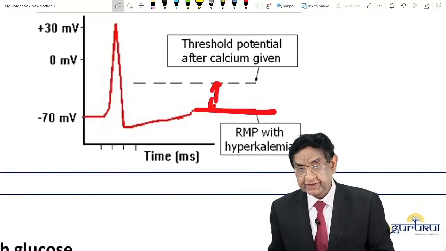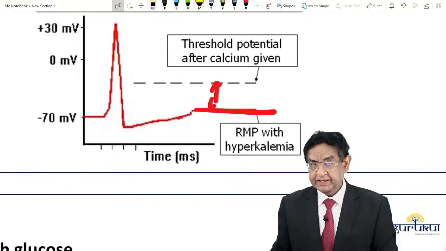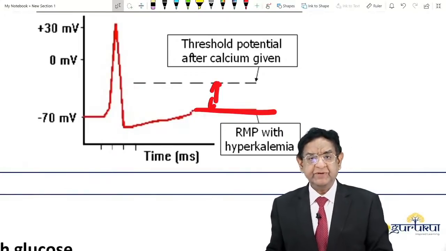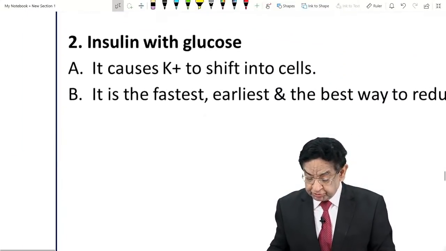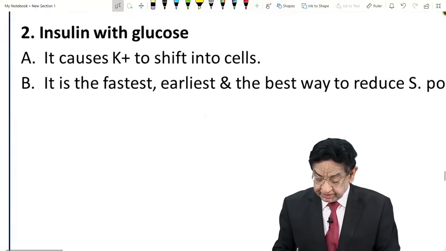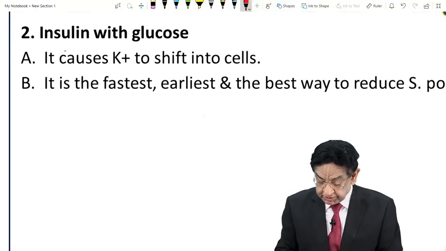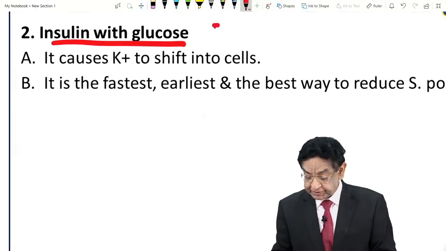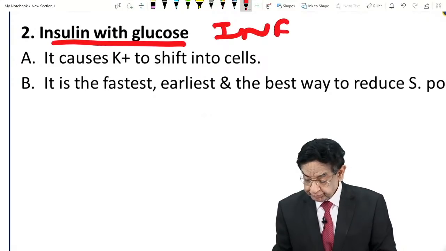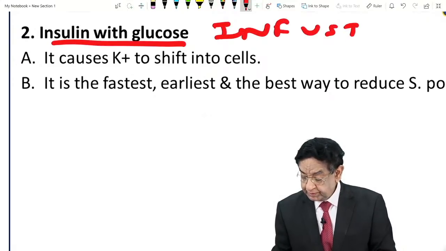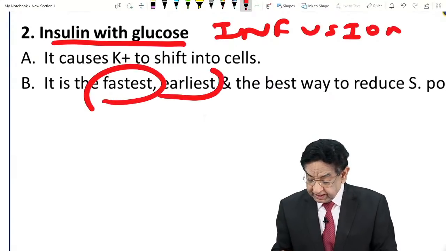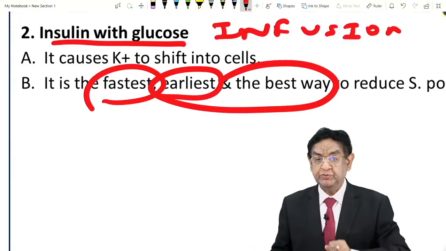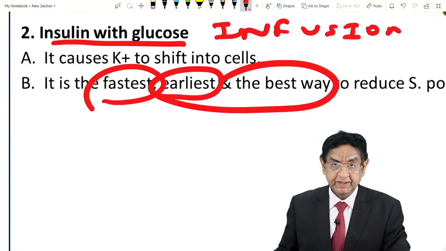So we gave injection calcium gluconate and it stabilizes the cardiac membrane. And now we have to do something which can reduce the potassium level. So how to reduce? We give dextrose glucose with insulin infusion. It's the fastest, earliest and the best way to reduce potassium level.